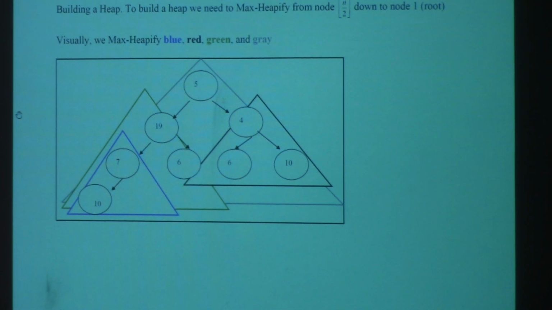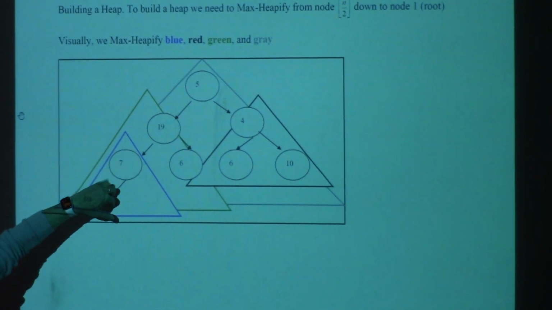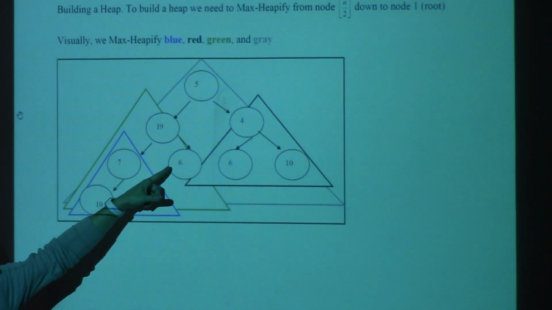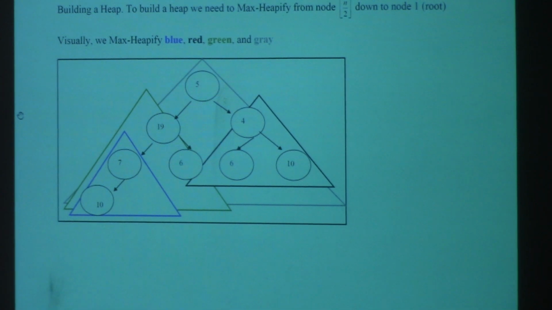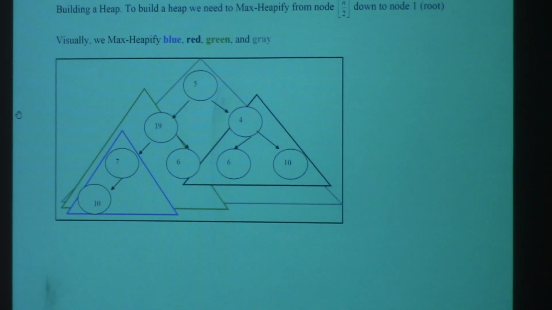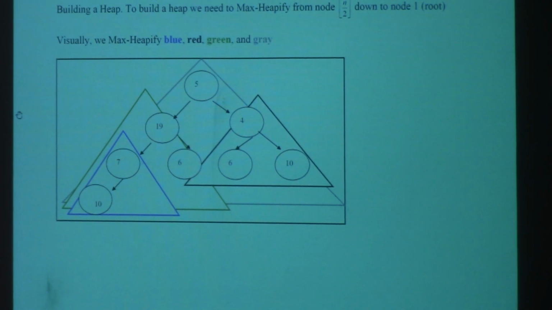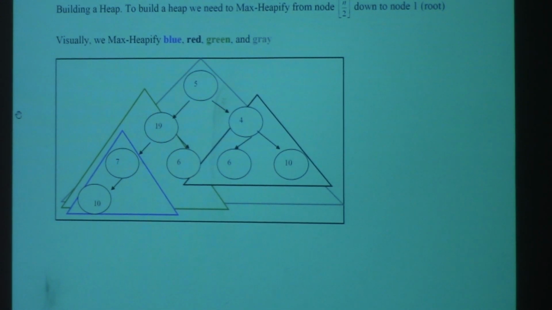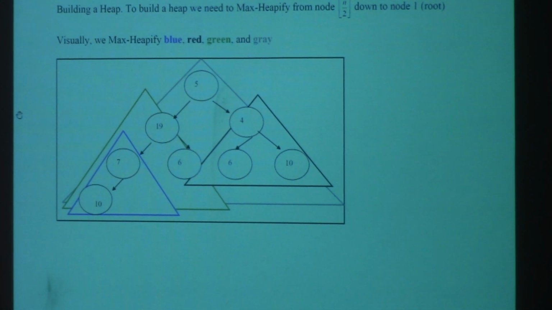Now we're going to go to the green triangle, which is rooted at node number 2, which has a 19 currently in it. Notice that we have fixed this piece to be a heap, because we have a 10 here, and this is 6. Now we look at the 19. It's fine, which means that the 19 is a perfectly good parent for a left child of 10 and a right child of 6. And going downward, it's fine, because we're fixing it from bottom up, so the bottom is fine.